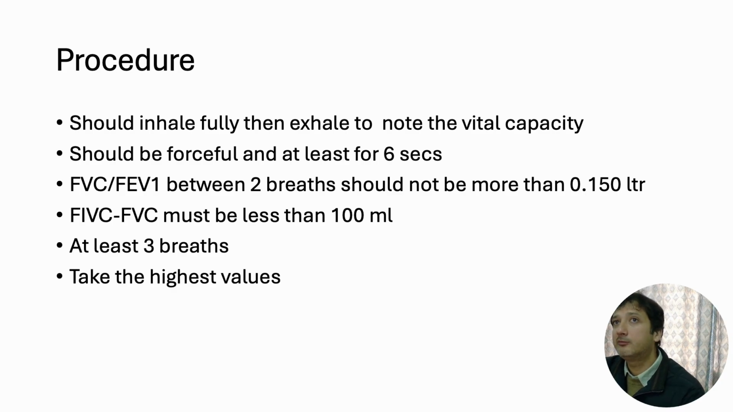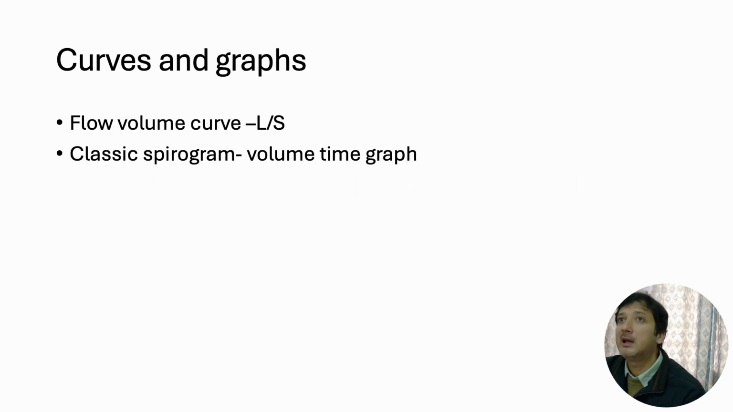We should also know that the difference in FEV1 between the two breaths should not be more than 0.15 liter, and the difference between FIVC and FVC should be less than 100 ml. If it is not so, we have to repeat the test. Normally, at least 3 breaths are taken, and the highest values of each test are taken as our report.